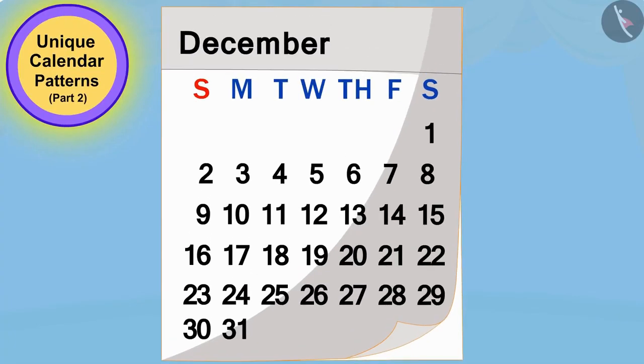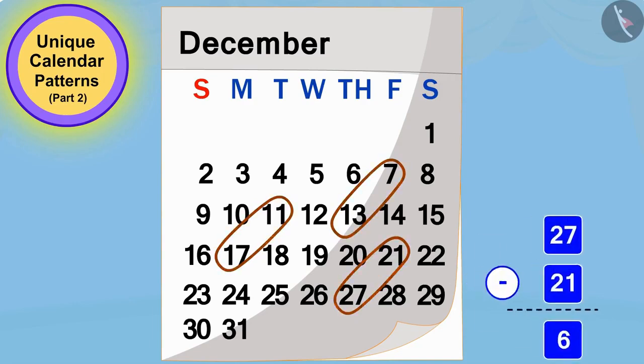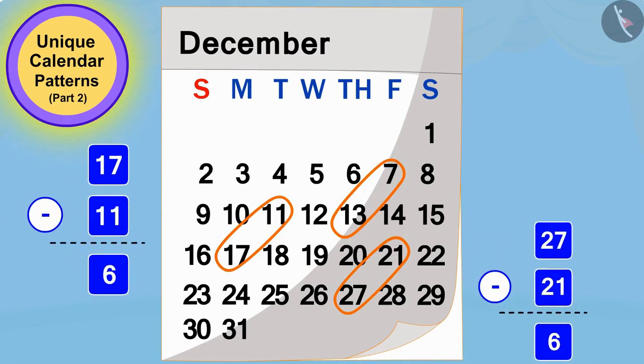Yes, children, we will find the same pattern in any such pair of two diagonal numbers in the calendar. The difference between those two numbers will be 6.